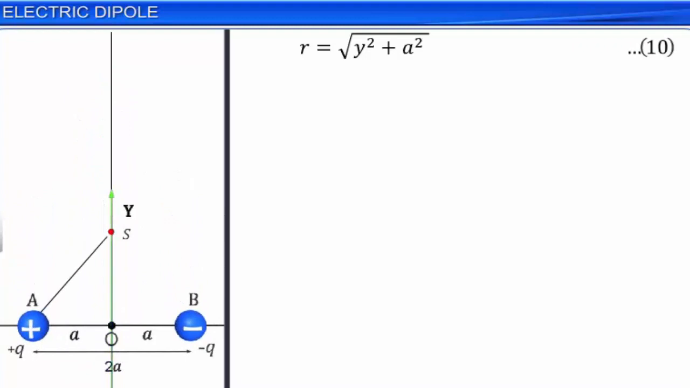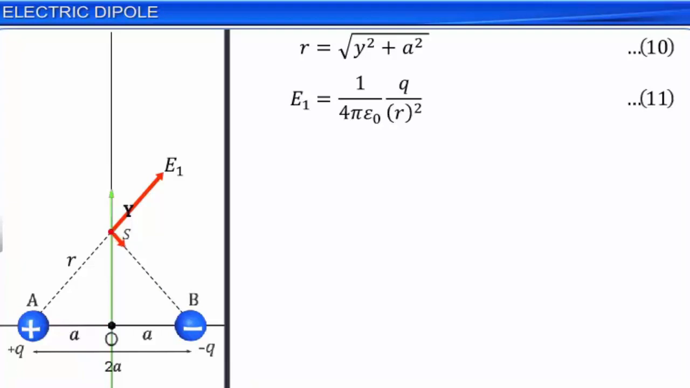At the point S, the positive charge creates an electric field of magnitude E1 is equal to 1 by 4 pi epsilon naught q by r square. Let this be equation 11. Electric field strength E1 is directed away from the positive charge and acts along the line joining the charge plus q and the point S as shown.